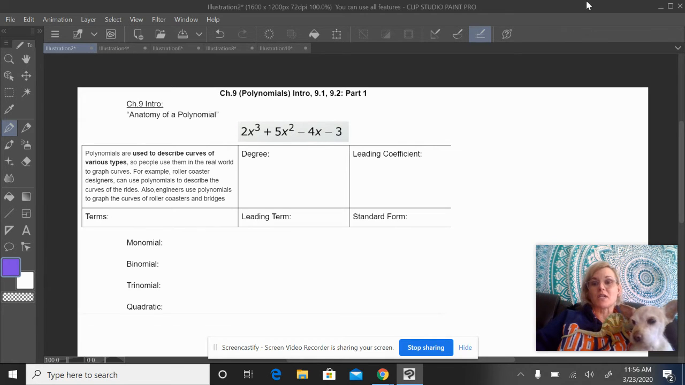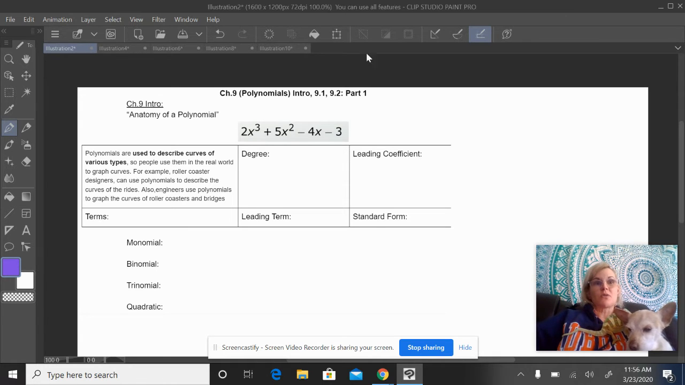And so what we're going to do today is talk about polynomials. What are they? How do we describe them? What do we call them? And then how do we add, subtract, and multiply? We're going to talk later about how to multiply binomials, but today we're going to talk about how to multiply a monomial, we'll talk about what that is, to a polynomial.